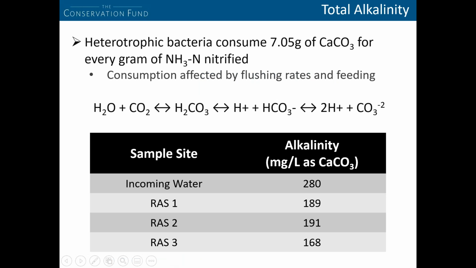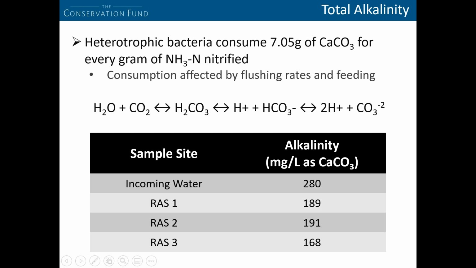So why is total alkalinity so important? Well, heterotrophic bacteria consume 7.05 grams of calcium carbonate for every gram of ammonia nitrogen nitrified. Alkalinity levels less than 100 milligrams per liter can have negative effects on biofilter performance. At Freshwater Institute, we maintain alkalinity between 100 and 200 milligrams per liter to ensure optimal nitrification.